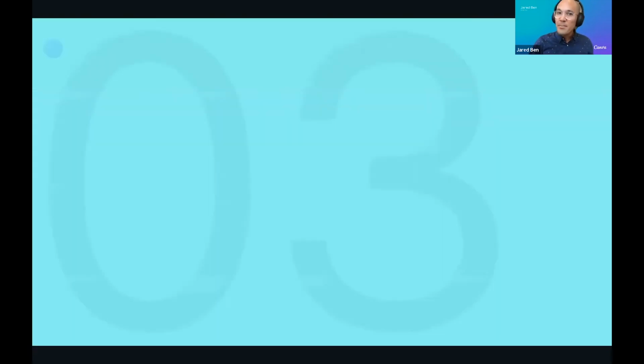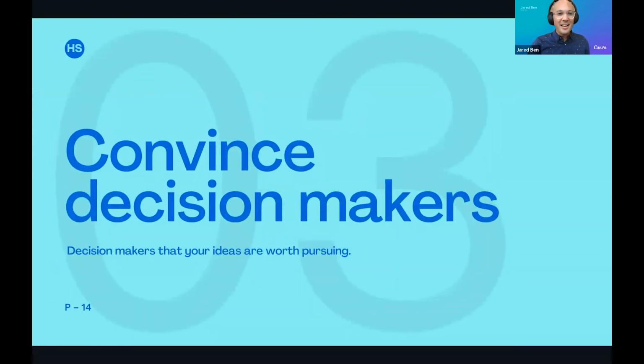And the third step in this plan is discovering how to convince decision makers of ideas that are worth pursuing. You could have the best ideas, but if you don't get buy-in from the decision makers, your impact is going to be minimized, which isn't a great outcome for yourself or the team. Fortunately for us, differences in leadership are not so subtle and they're easy to spot.